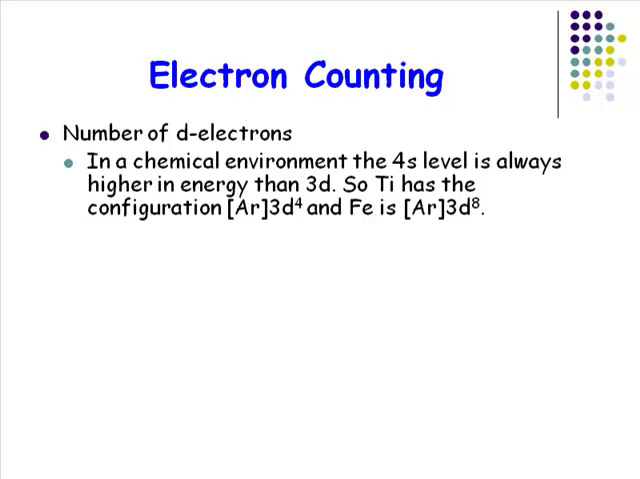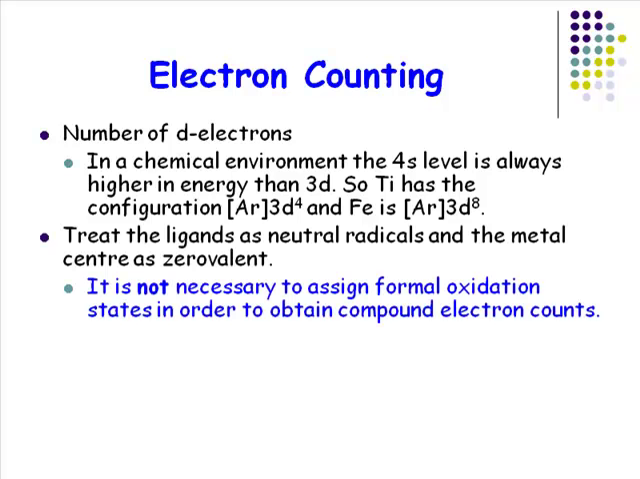And so the number of d electrons is simply the group number. It is that simple. You look at the group number. If it's titanium, it's in group 4. If it's iron, it's in group 8. That is how many d electrons they've got. That's how many electrons they bring to our electron count.